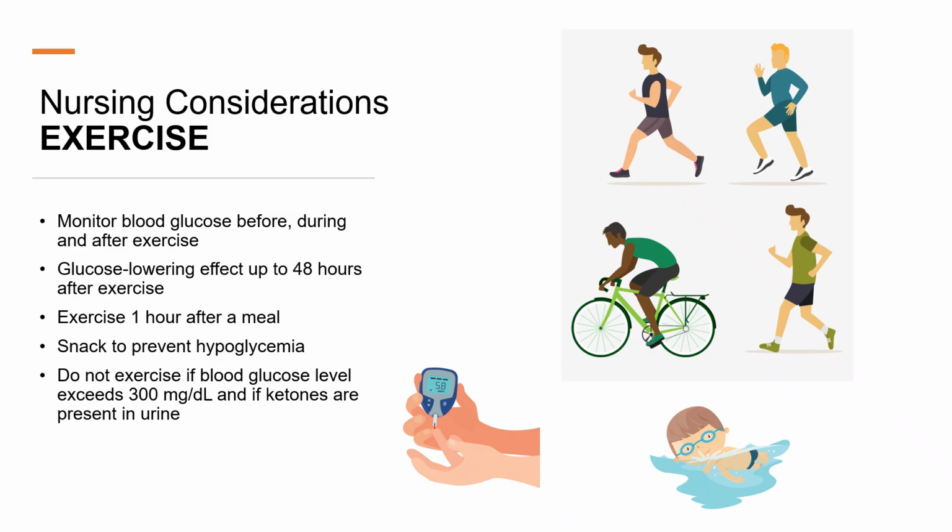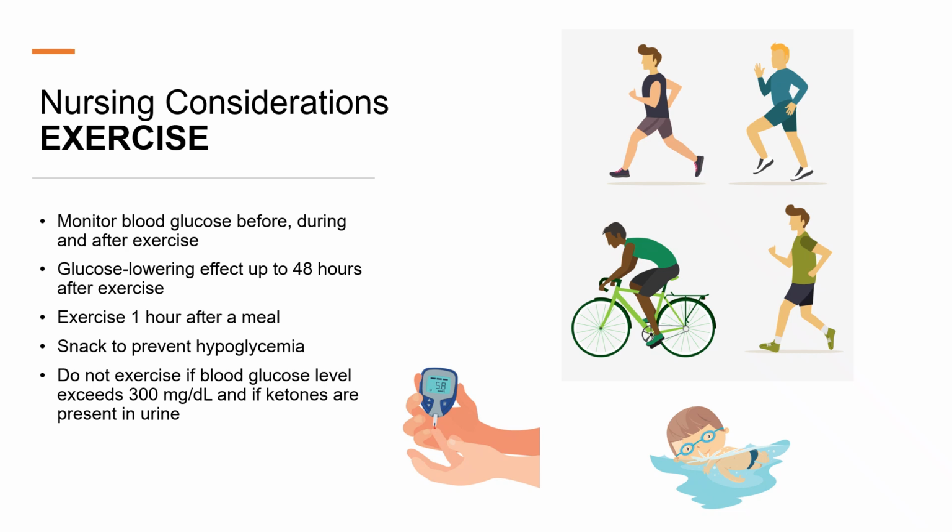Let's talk about nursing considerations for certain situations. So exercise. If a diabetic patient is exercising and they are on anti-hyperglycemic medications, whether it's oral or insulin, they should be monitoring their blood sugar before, during, and after exercise. And they should be aware that when you exercise, that effect where your blood sugar can lower can actually last up to 2 days. And that's actually a good thing, because that will help the patient take less medication. Exercise 1 hour after meal so that there's kind of like a stored glucose pot available, and maybe even take a snack to prevent hypoglycemia.